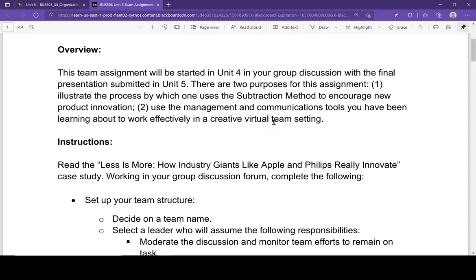Virtual teams have been popular for a few years, or gaining in popularity. The last year or so have definitely boomed in popularity, but you're still going to see these moving forward. So how do we work effectively in virtual teams is the key. That's the second goal that I think is just as important as the technical goal.